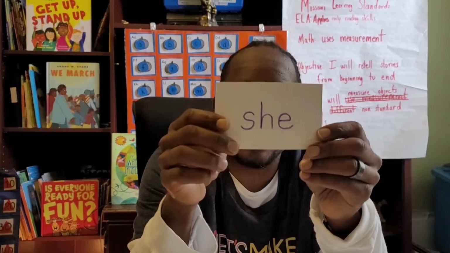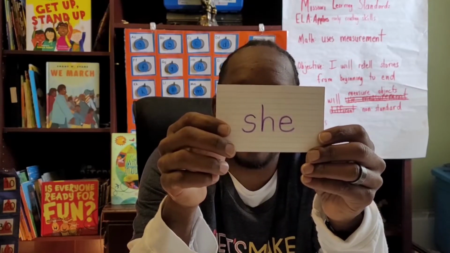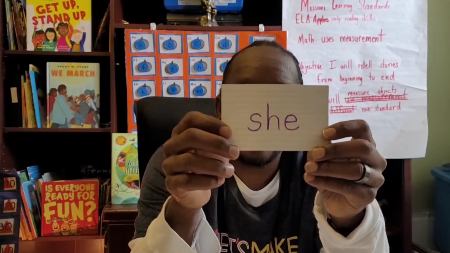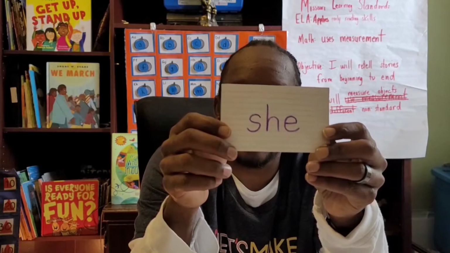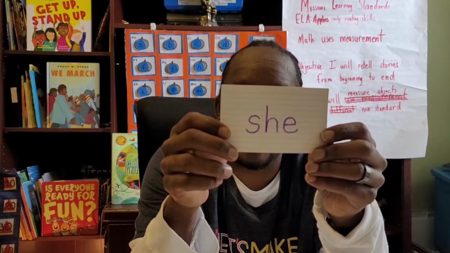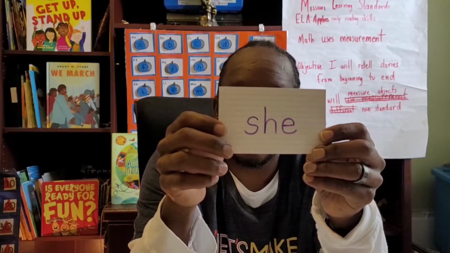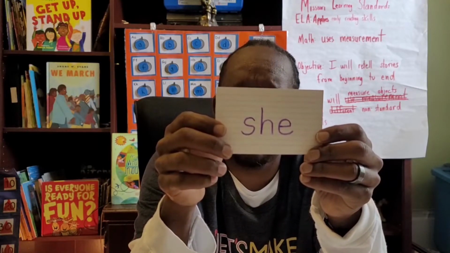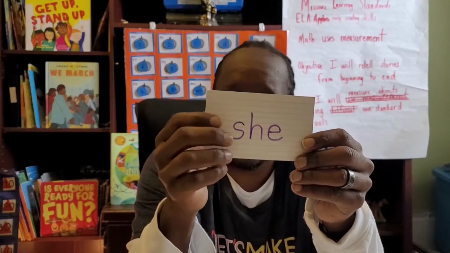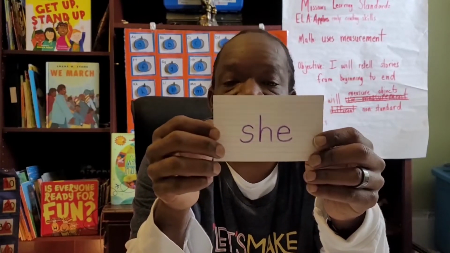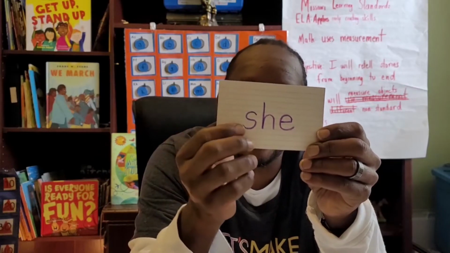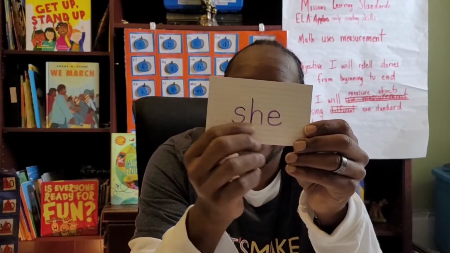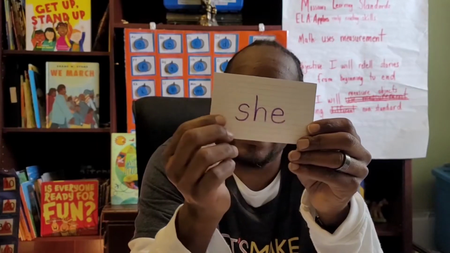What word is this? She. She is paying attention to her teacher. She is watching television. She is beating up her friend. Oh no. She shouldn't be doing that. She is making her friend feel better. Yes. She. Let's spell she. S-H-E. She.